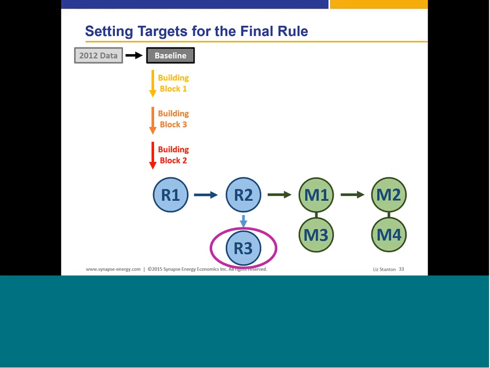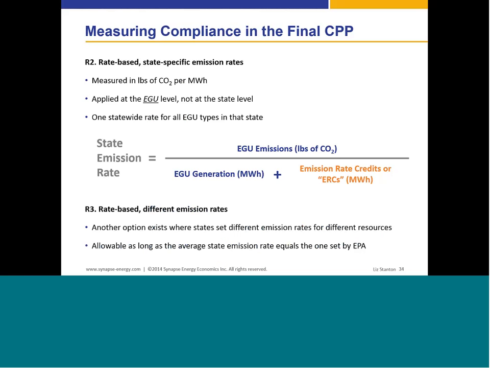Following this diagram here, from the R2 state average rate-based targets, the R3 targets are also calculated. R3, just down here on the bottom of this slide, is just another variation on R2. For R2, each state has a state average target for all units, and that's applied to every unit in the state. For R3 instead, it's a little bit different.